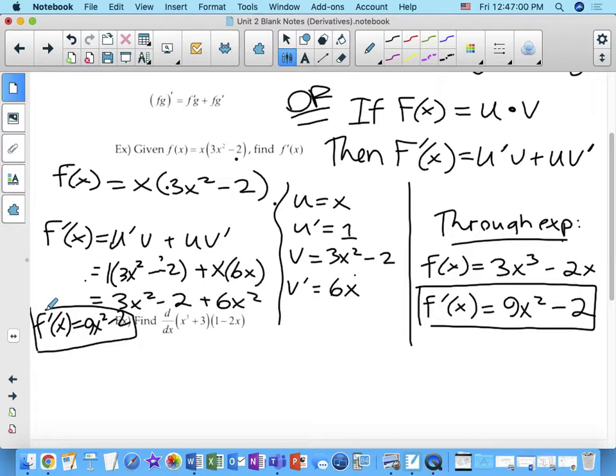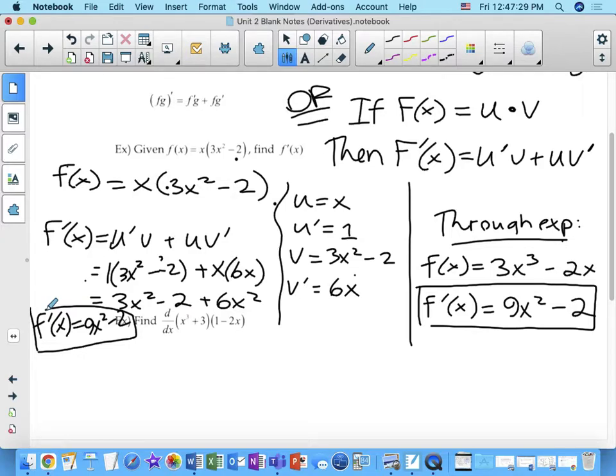Okay, so it's the same. Now, for this particular example, which way do you think is easier? Yeah, expansion, for sure. I mean, listen, you can pick your own method. So if you think using the product rule is easier, pick that. That's fine, okay? I personally think expansion's easier. So you can do things both ways.